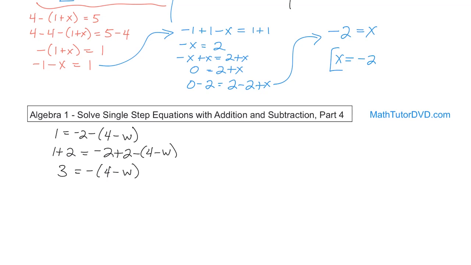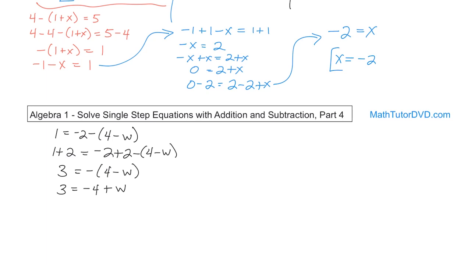Now it's the same thing. You have the negative sign out here. It needs to be distributed here and then here. So negative 1 times 4 is going to give you negative 4. And then when you distribute this negative 1 times negative w, negative times negative, remember, always gives you positive. So you'll have a positive w. That comes from the rules of multiplication. Negative times negative always gives you positive.